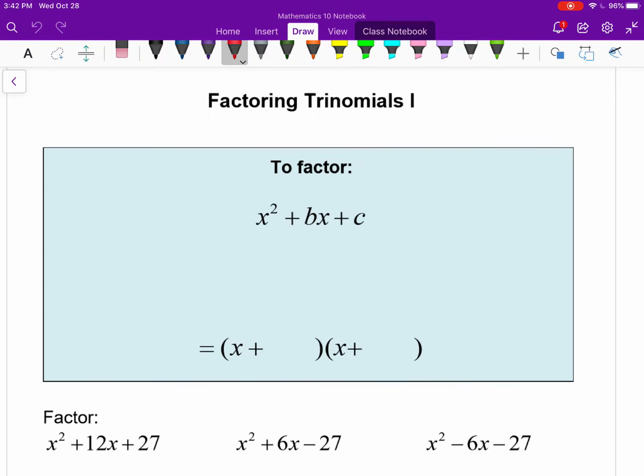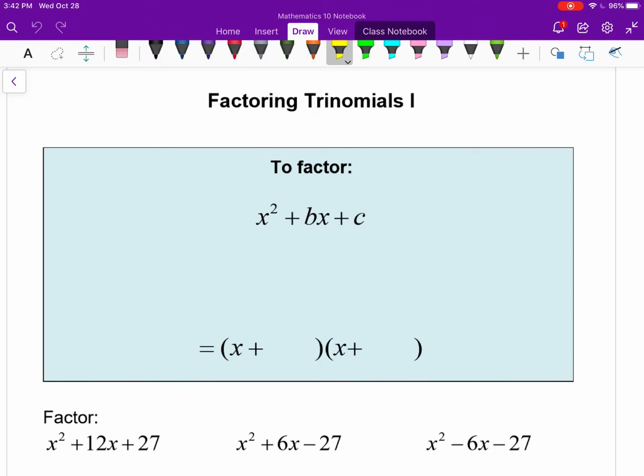All right, so this is the first of 2 lessons looking at what we say are factoring trinomials. A trinomial is a polynomial with 3 terms. And so, for example, what you see right here, x squared plus bx plus c, is an example of a trinomial. And so how do we factor trinomials like this? And so when I say like this, I mean 3 terms.